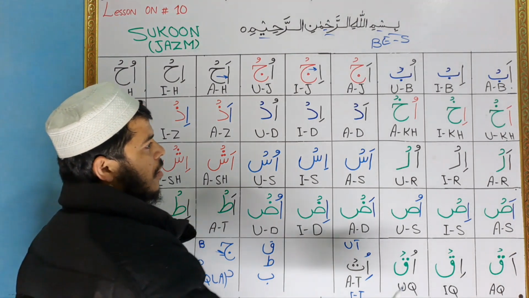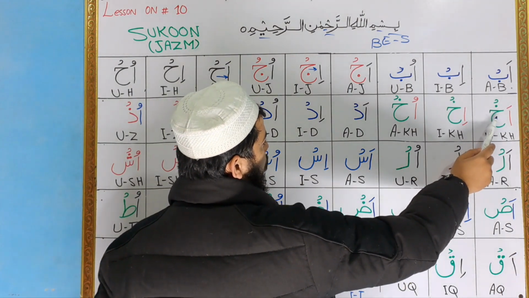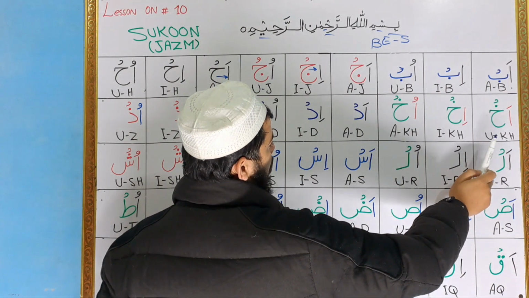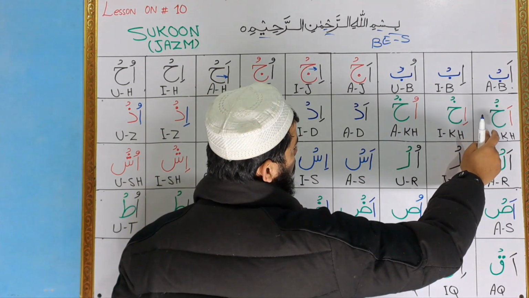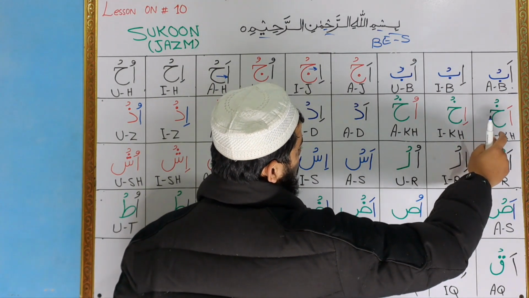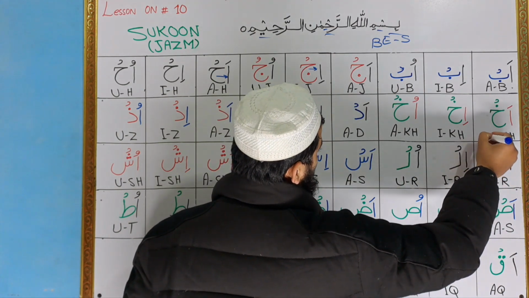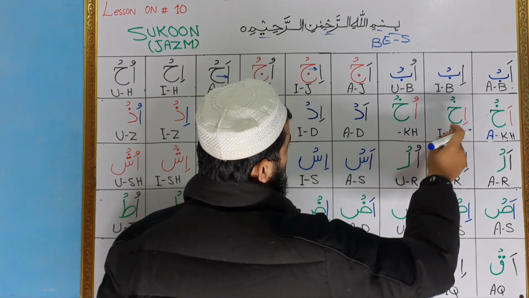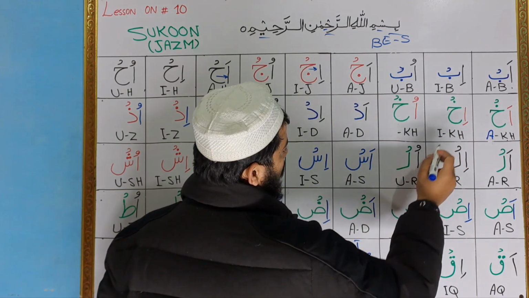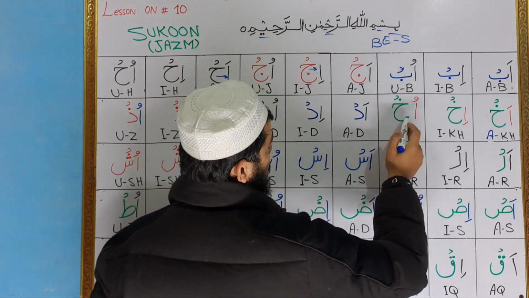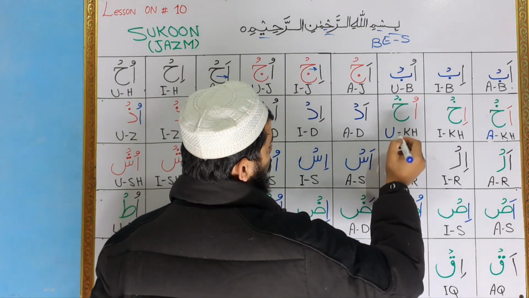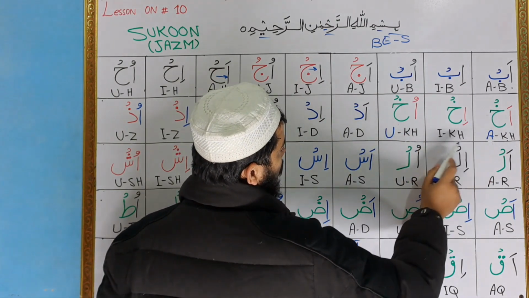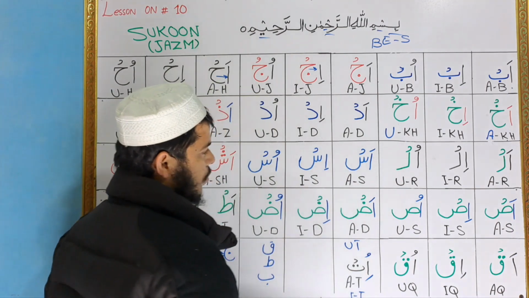Next hamza kha fatha akh. Hamza kha kasra ikh, hamza kha dhamma ukh, akh, ikh, ukh.